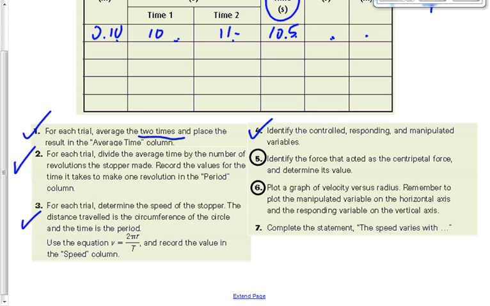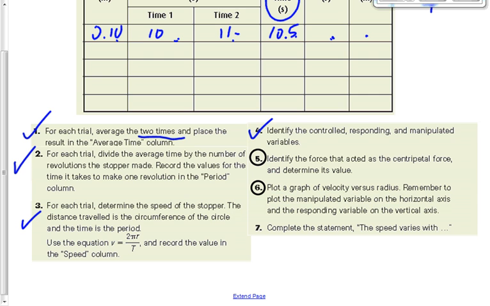5 says identify the force that acted as a centripetal force and determine its value. If you listened carefully to what I said earlier, I gave you the answer to that. If you didn't listen carefully, or you did and you just forgot, or you kind of missed it, go back and watch the podcast, because literally the word-for-word answer to that question I gave you earlier. You can also think about it. There's nothing wrong with giving it some thought and coming up with the answer yourself as well.